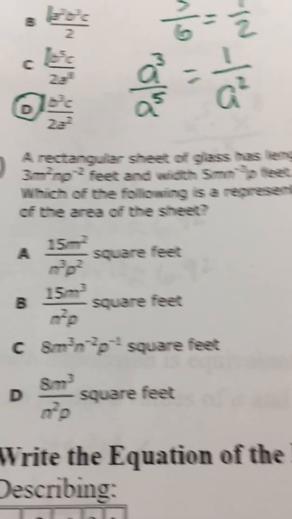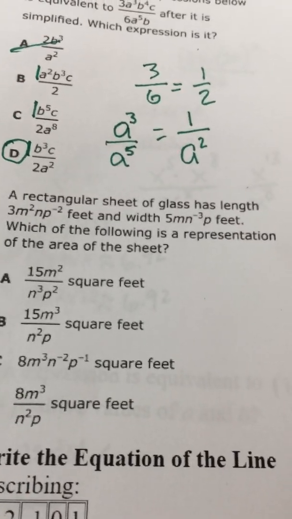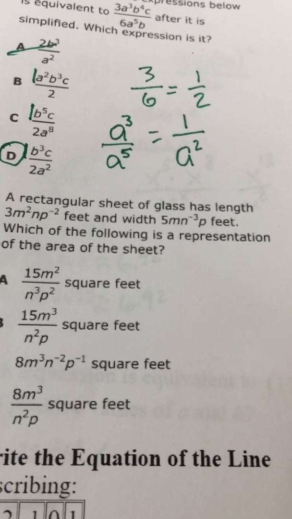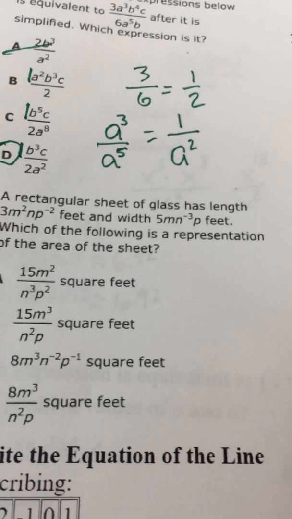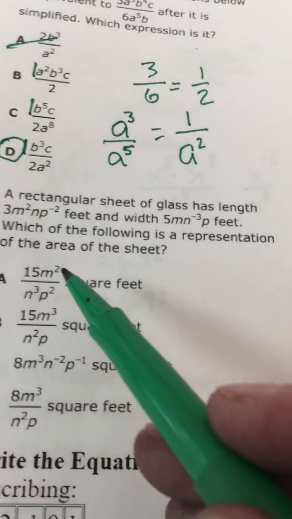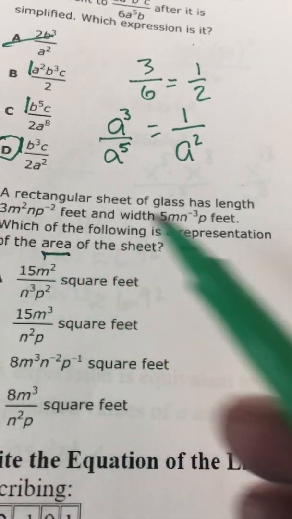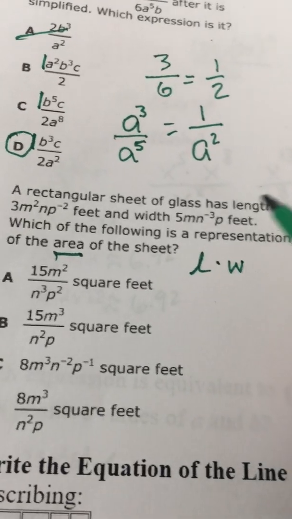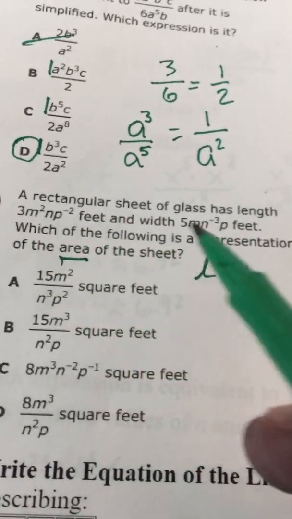13. A rectangular sheet of glass has a length of 3m squared n p to the negative 2 feet and a width of 5m n negative 3p feet. Which of the following is a representation of the area? I want the area. How do you find area of a rectangle? That is length times width. So I am multiplying these two things together.